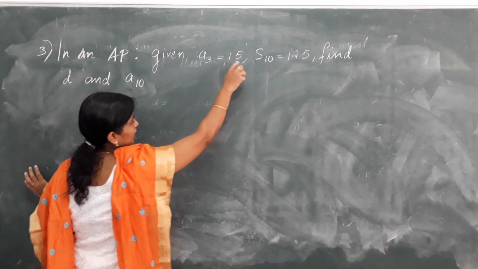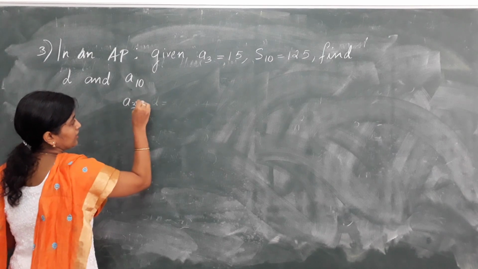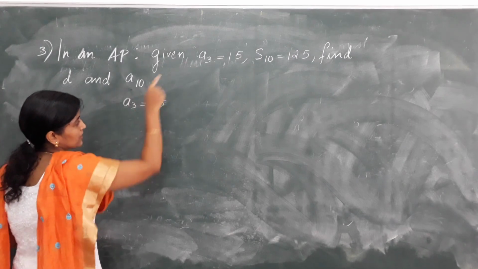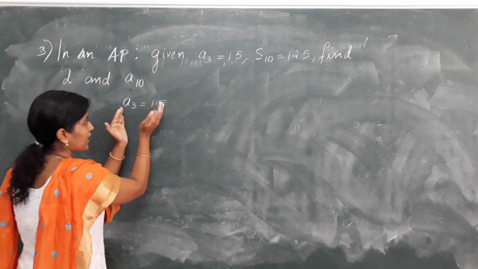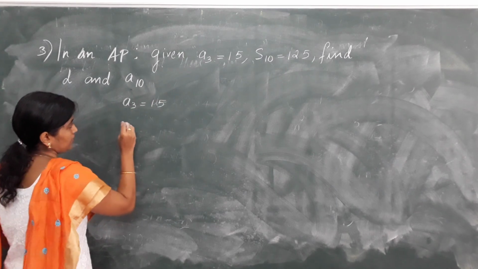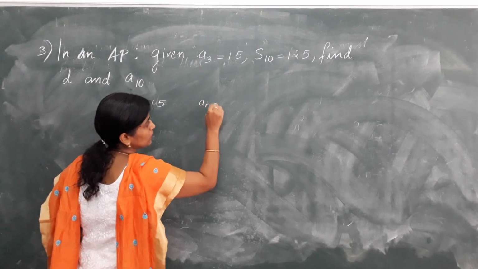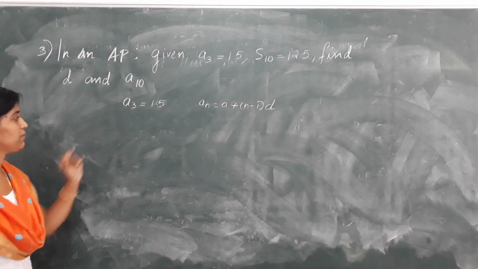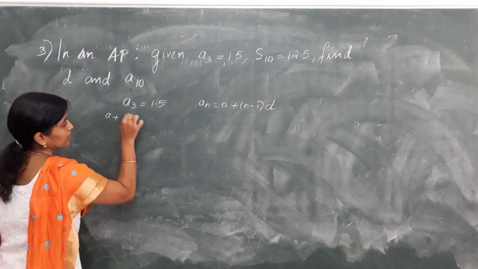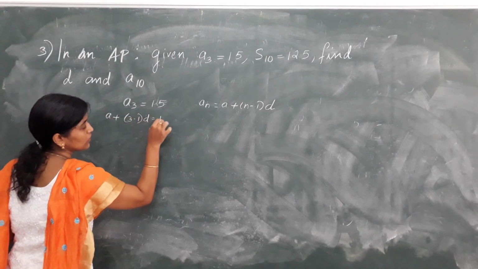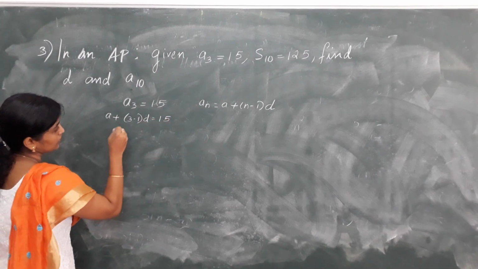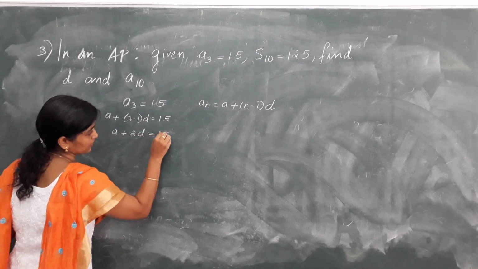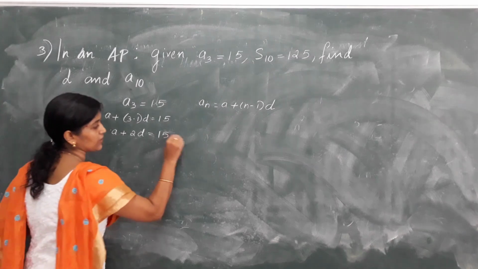And the first condition is A3 equal to 15, which means the third term of this AP is equal to 15. We can write this using the nth term formula. We have An is equal to A plus n minus 1 into D. So A3 can be written as A plus 3 minus 1 into D is equal to 15. Rearranging, we get A plus 2D is equal to 15. Take this as equation number 1.